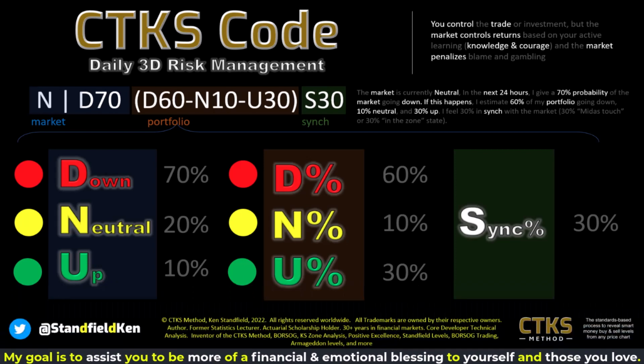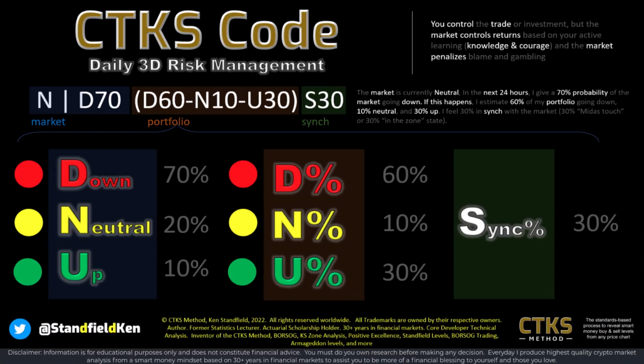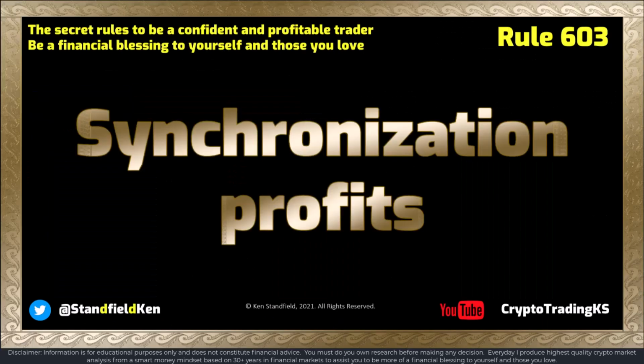In this video, we're going to talk about three-dimensional risk management and how it can help you no matter what you're investing or trading in, be it stocks, Forex, commodities, crypto, or anything else. The central focus of three-dimensional risk management is Rule 603, Synchronization Profits. When you are synchronized, you make profits, and when you're desynchronized, you pay the market.